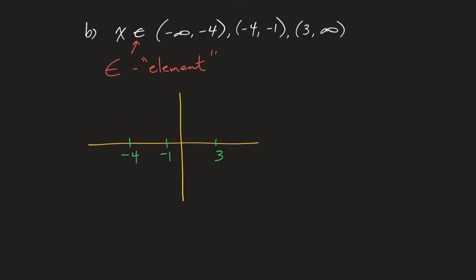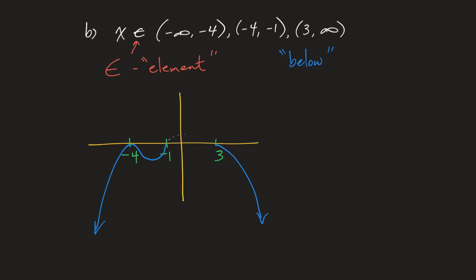Now, just for variety's sake, last time I chose above. This time I'm going to choose, yikes, that just jumped. I am going to choose below. So within those intervals, I'm going to always make sure my graph is below. So from -infinity to -4, I'm below. From -4 to -1, I'm below. And 3 and greater, I'm below.